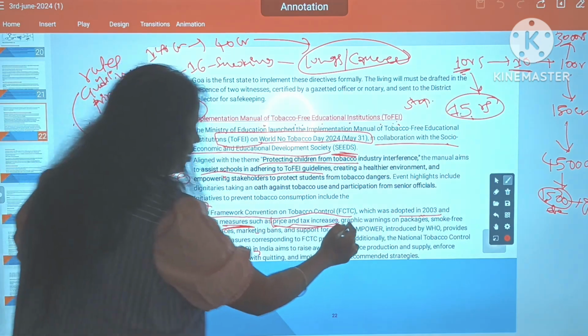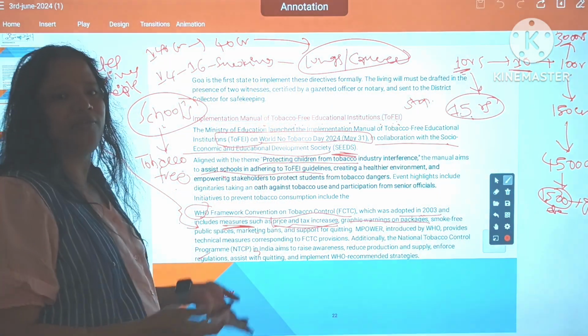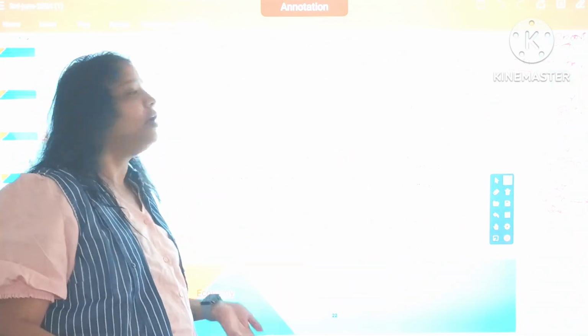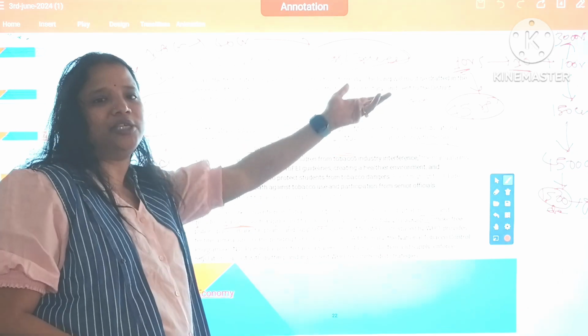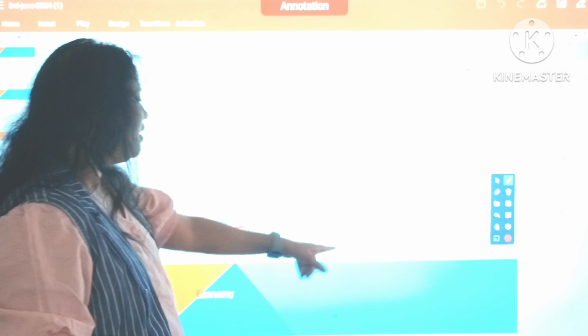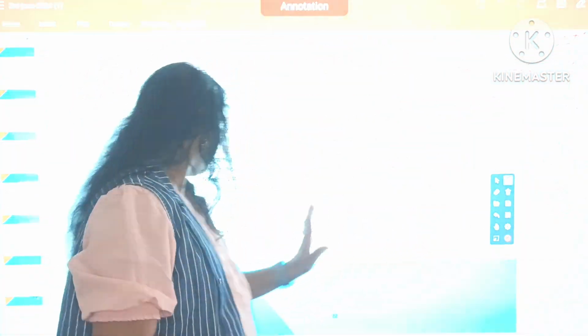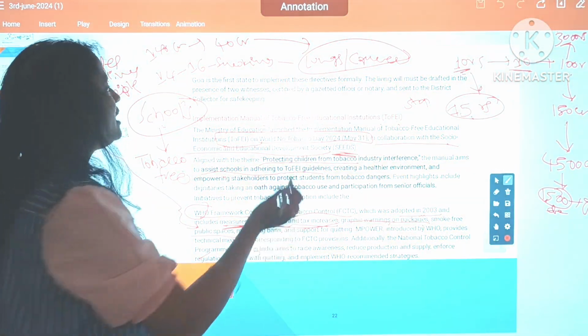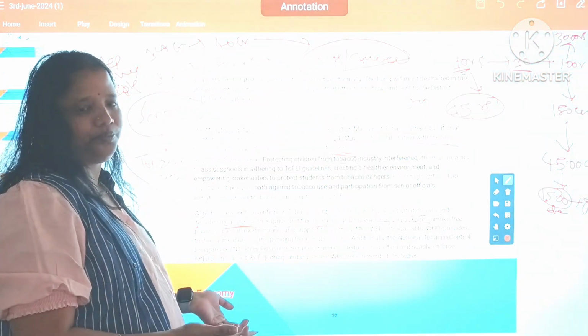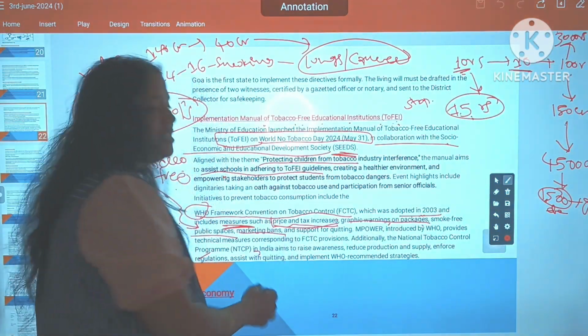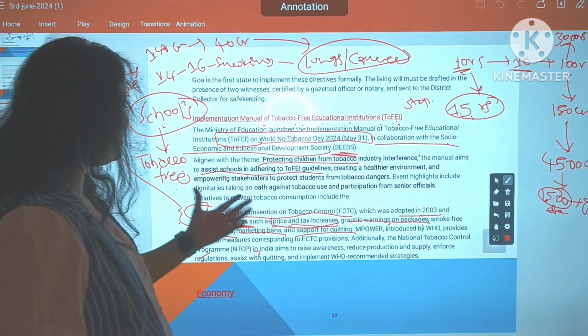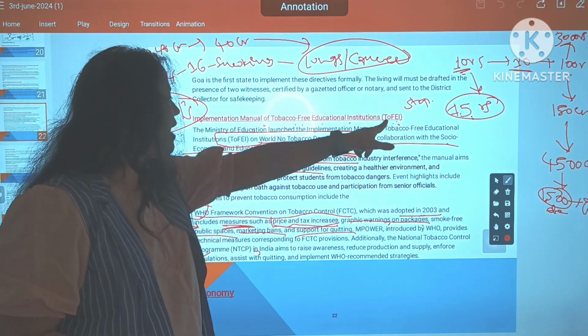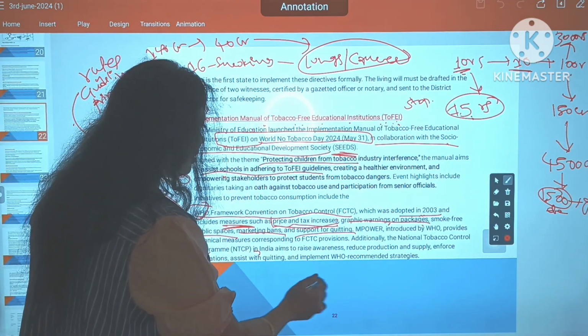Next, price and tax increase, graphic warnings on packages. Like in a movie, when we go to a movie, before the movie starts we get a warning: don't smoke, you will get cancer, lung infection, you will die soon. They show an example family and how they are suffering after they started smoking. Like that, graphic warnings on packages, and smoke free public spaces, like no smoking boards in public places. In an airport you can't smoke. In a manufacturing company you can't smoke. Marketing bans means on ads. And support for quitting. All these steps are taken by this institute to make people stop smoking.